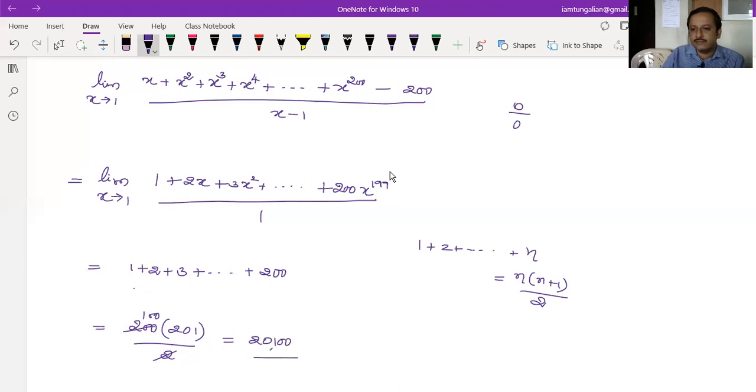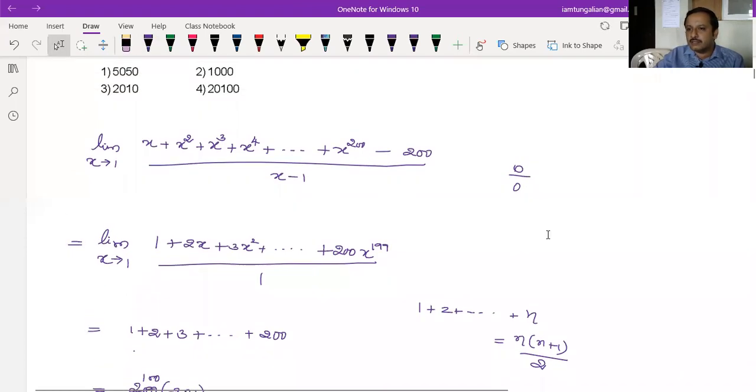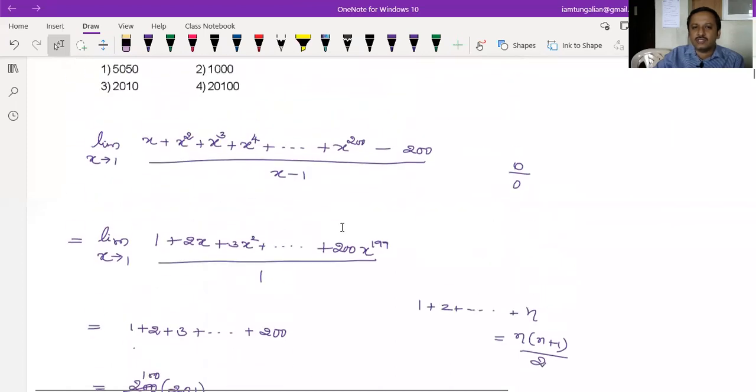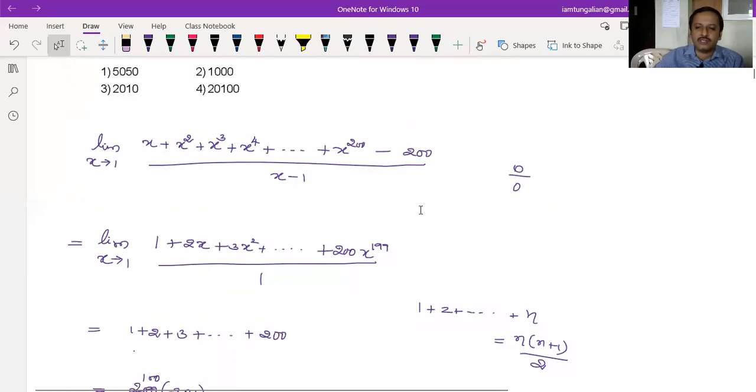That's the answer. X minus 1 will not be 0, because I'm differentiating. I'm using L'Hospital Rule. Okay, Kushi asked that question. So differentiating x minus 1 will give you 1. So the answer is 20,100, which is the fourth option.